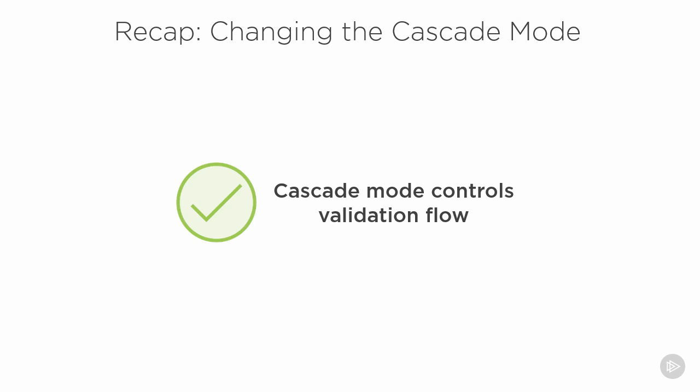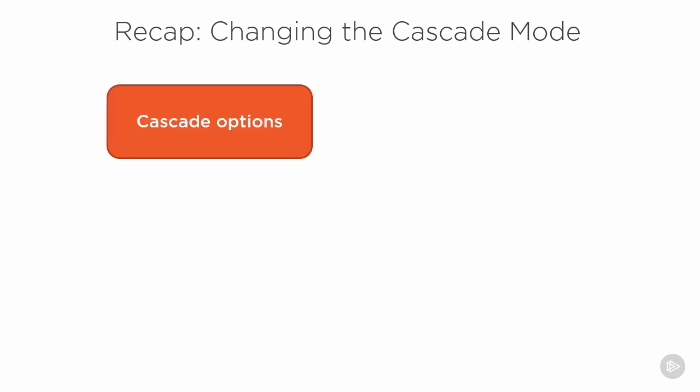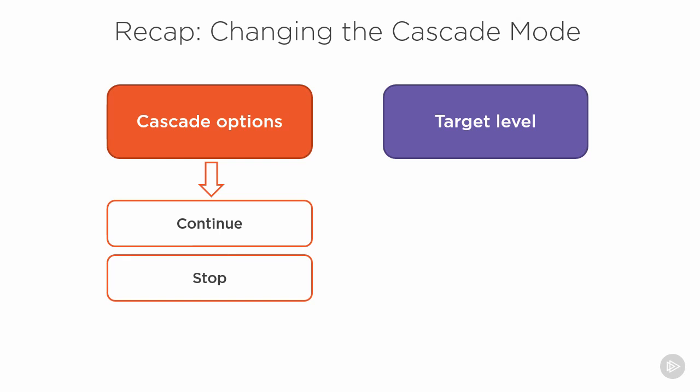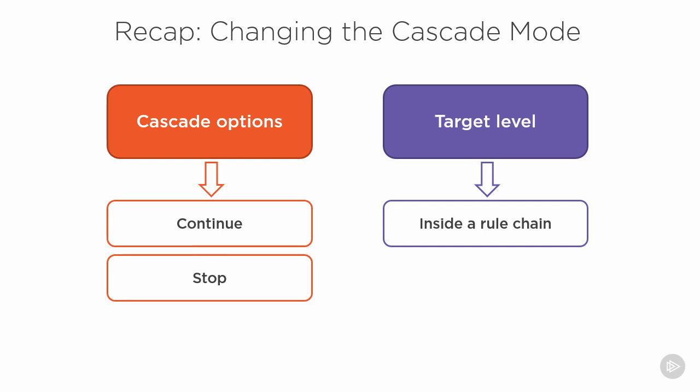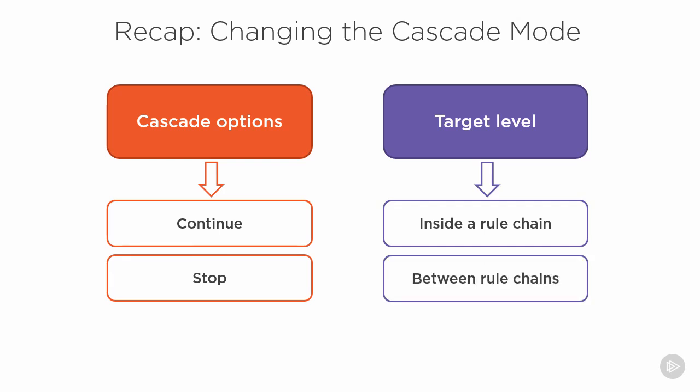Setting up a cascade mode allows us to control how the Fluent validation library treats validation failures. There are two cascade options: continue and stop. There also are two levels at which you can set up this option: inside an individual rule chain and between rule chains. By default, Fluent validation uses the continue option, which means that all rules in all rule chains in the validation class will be executed regardless of whether any of those rules fails.